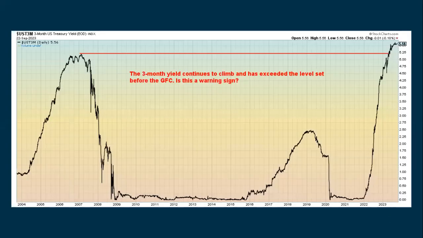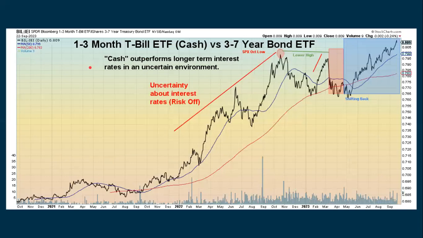Then we look at the 3-month yield. We're climbing above where we were back in 2007, and I mention this in every daily video. What we're waiting for is to see if we top out and then start to come down, just like we did back in 2007. And if we do that, is that going to issue some kind of a warning sign? Then here's some of the newer charts that I showed back in the supplemental video.